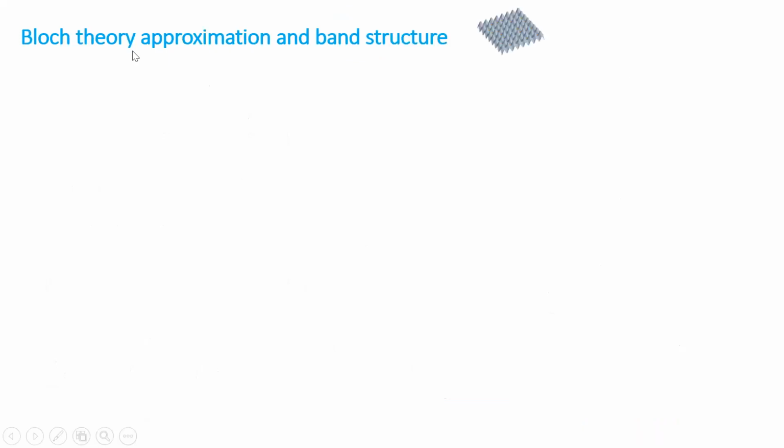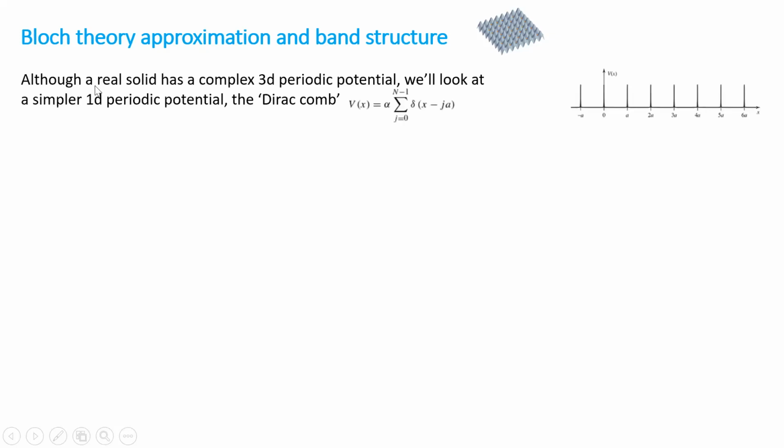So let's look at another approximation, the Bloch theory approximation, and something called band structure. And here's our little cartoon of the periodic potential that goes with the Bloch theory approximation. A real solid has quite a complex three-dimensional periodic potential. If we look at a given atom or element or compound, there'll be lots of atoms, lots of electrons around, so it'll be a very complex electrical voltage landscape. But we'll look at something simpler just to get the feel and the basic result.